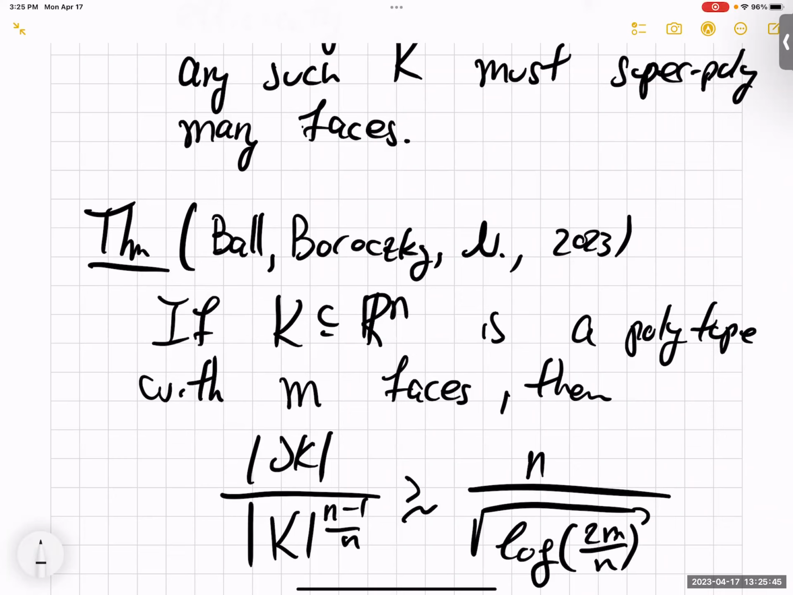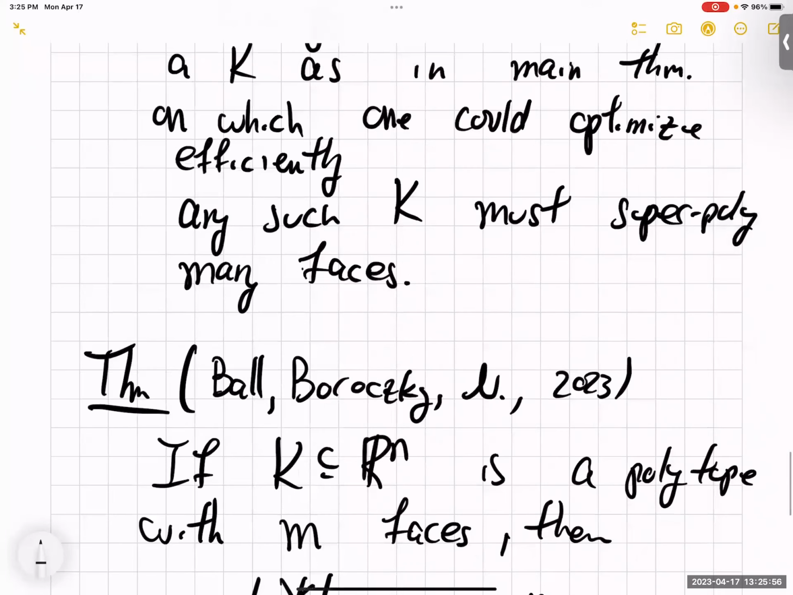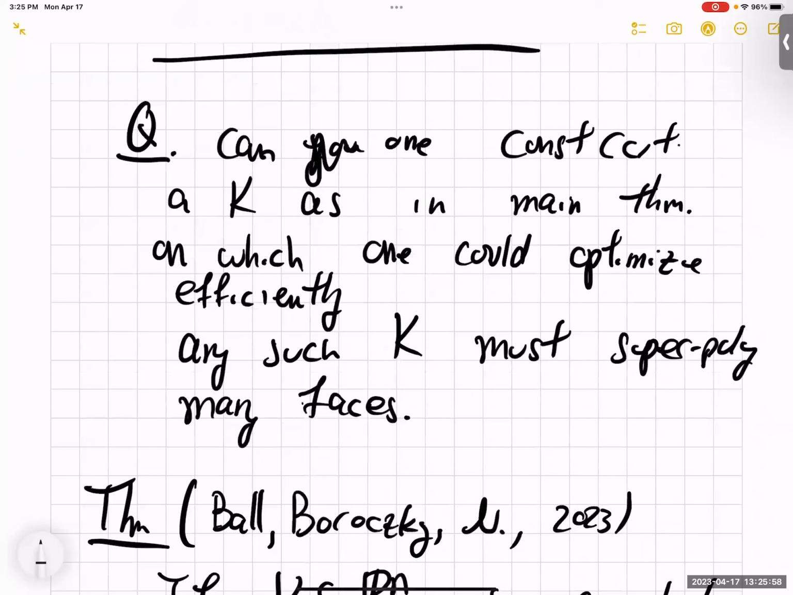So anything with a small number of faces is nothing like a cube. A cube has 2n faces, and indeed you can optimize over it. So you cannot get polynomially many faces. If you can construct such a body on which you can optimize, then it will be an interesting reason why you can do that. It will not be just because it's defined by polynomially many linear inequalities.